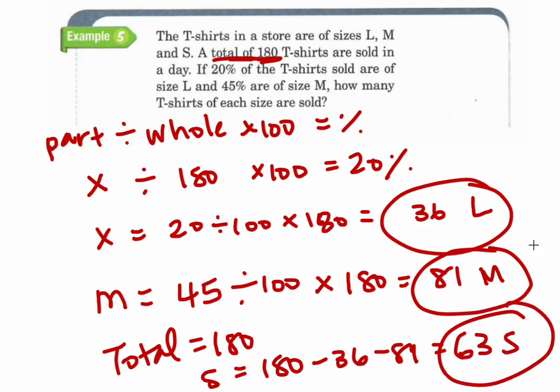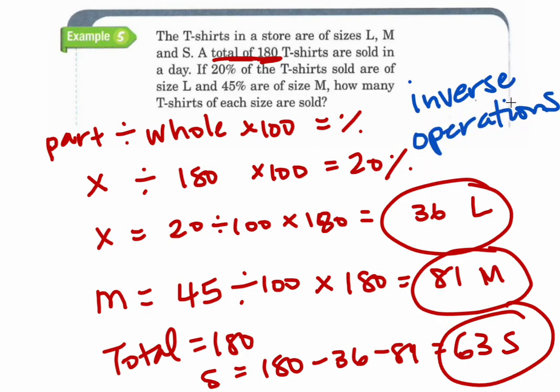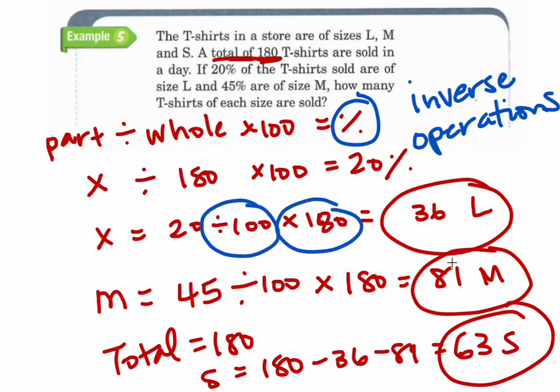Okay? Yeah, so using a concept we've learned before, inverse operations. That's where they give you the percent, and you have to work backwards to figure out what was the number that we started with. So then you're going to do everything backwards. Instead of multiplying by 100, you're going to divide by 100. Instead of dividing by 180, you're going to multiply by 180, kind of retracing your steps.